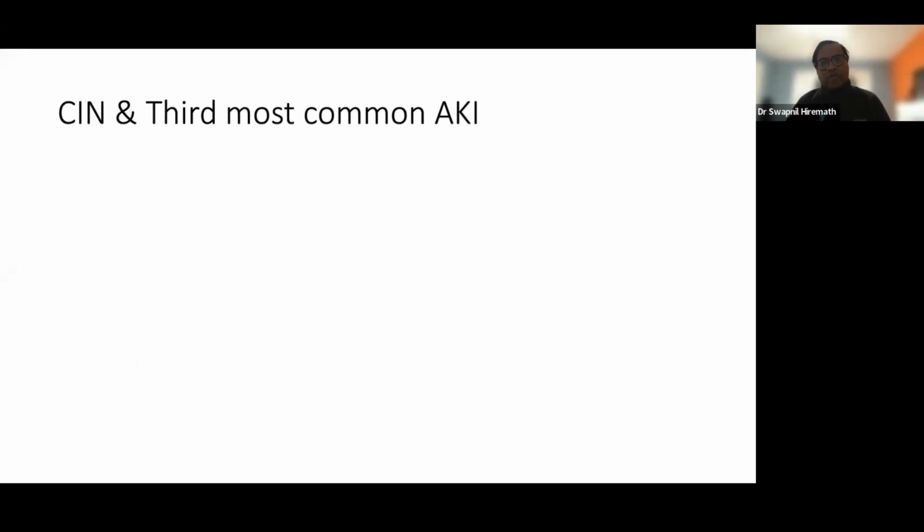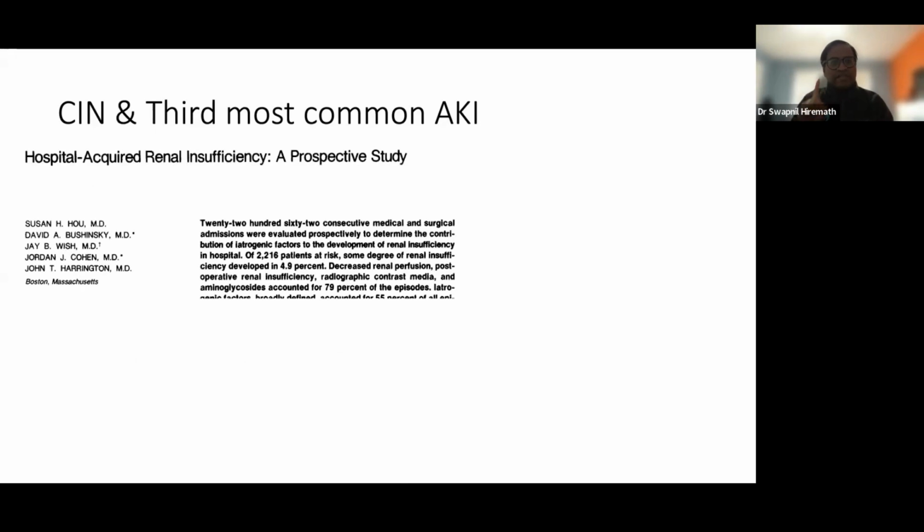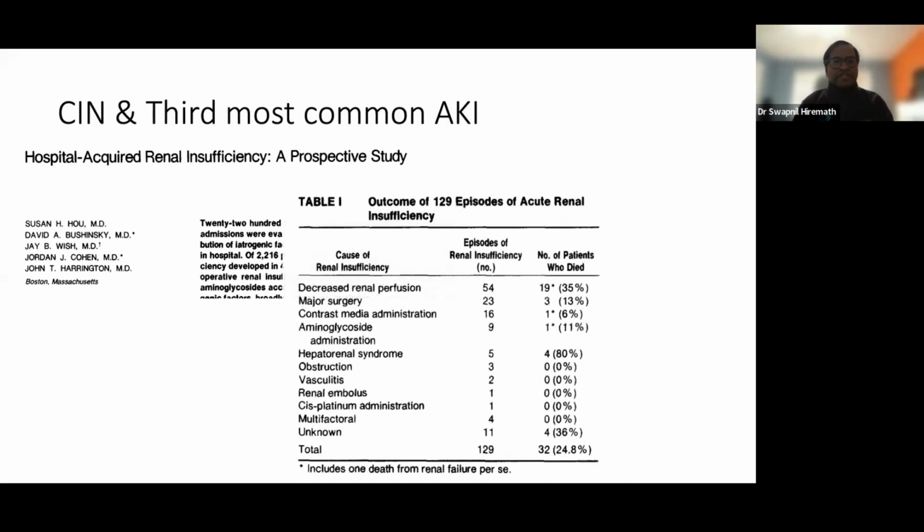So let us see where this third most common cause of AKI literature is. It's really one study. It was done by Susan Hu in Boston. And what they did is they looked at some patients. This is from 1983, so it's a really old study. And they looked at 129 patients who had, at that time, what was known as acute renal insufficiency.